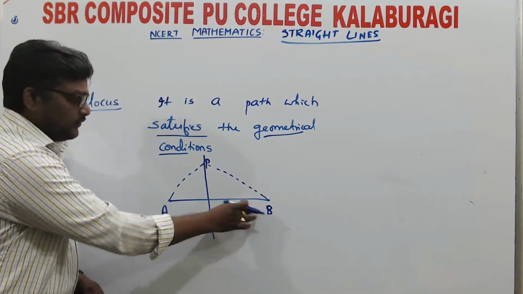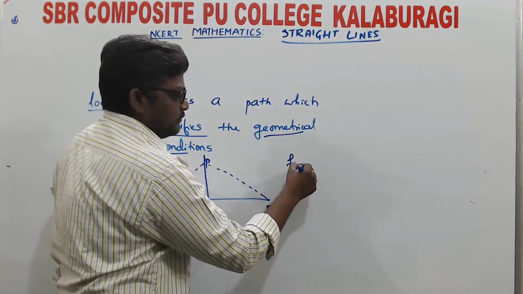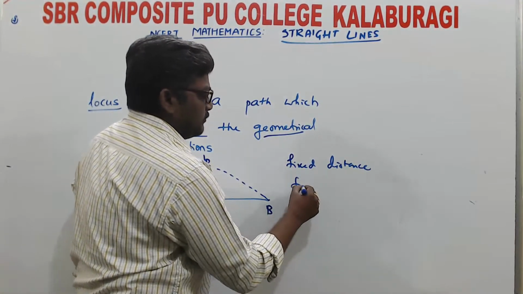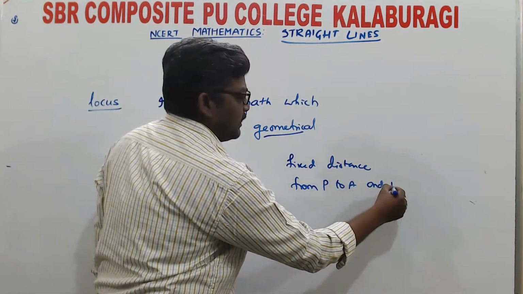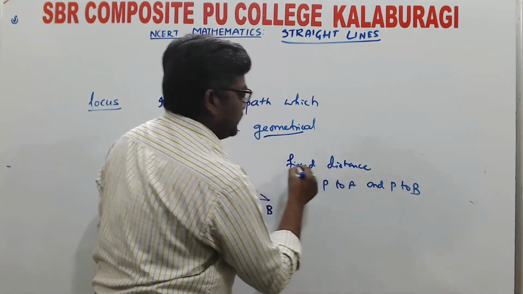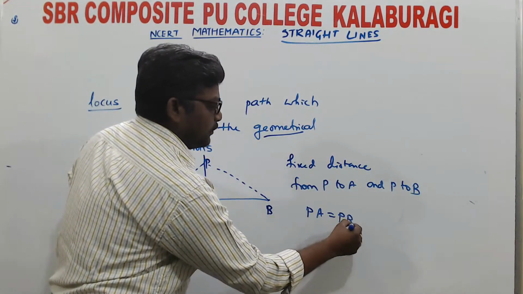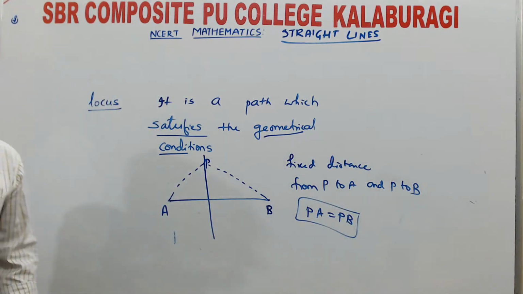The distance is always equal from the fixed points A and B. The distance from P to A and P to B is fixed. This is the geometrical condition. Therefore, we can write PA equals PB.